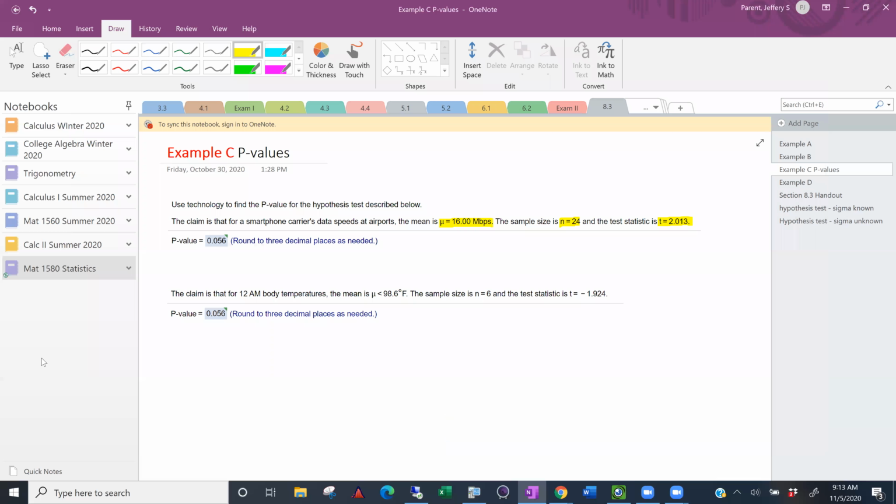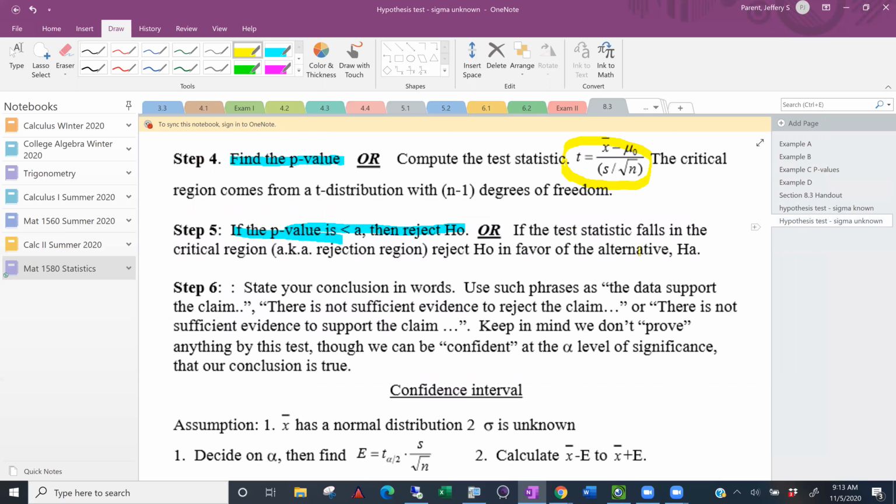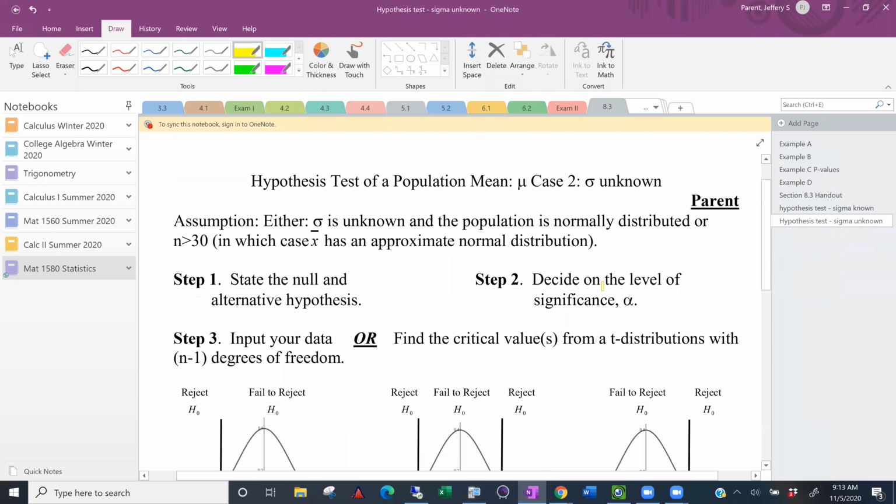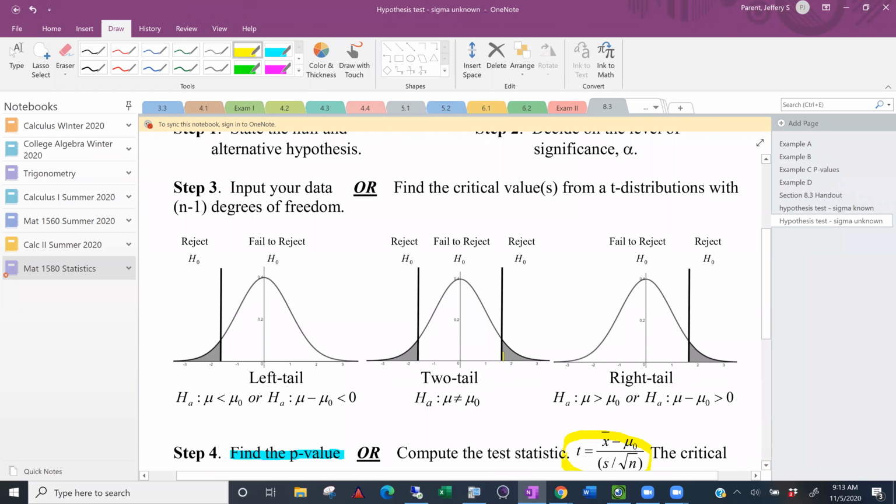And let's go back here. We had some other things we could take down. N is 24 and T is 2.03. So with that information, we're going to go to StatDisk. And let me just quickly swing down here. What we're looking for is the area to the right of 2.03 or to the left of negative 2.03. That's what the p-value is going to consist of, is that area.